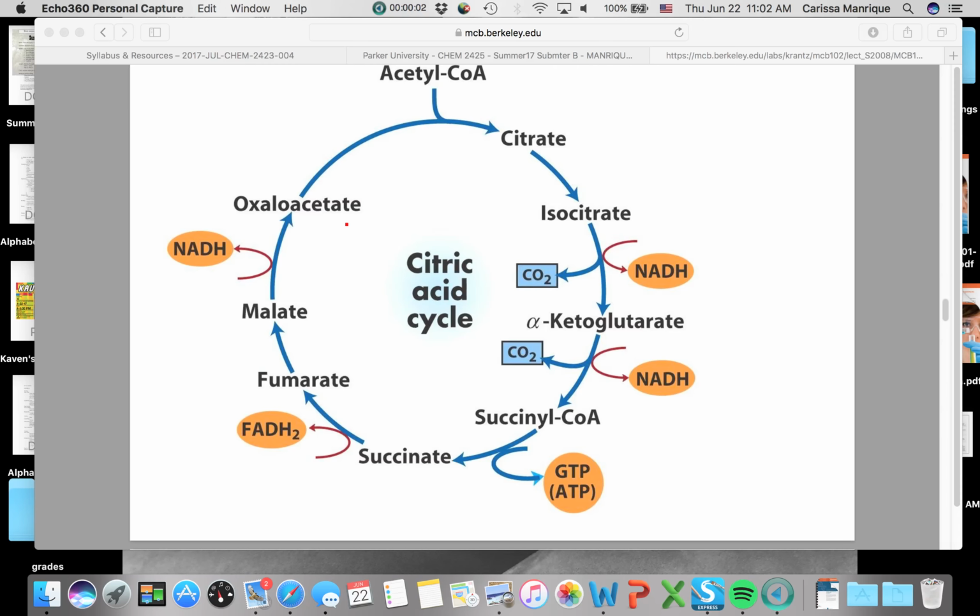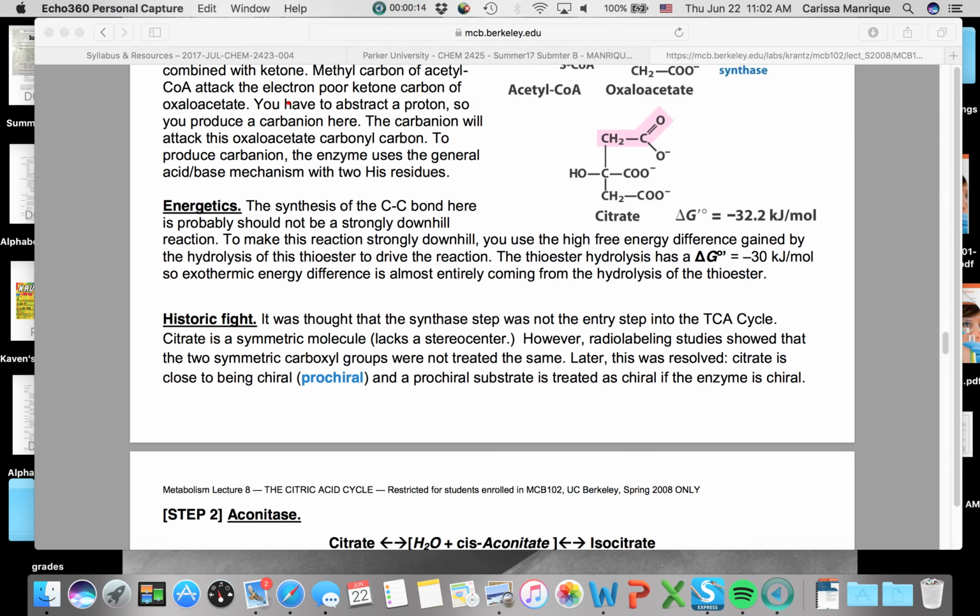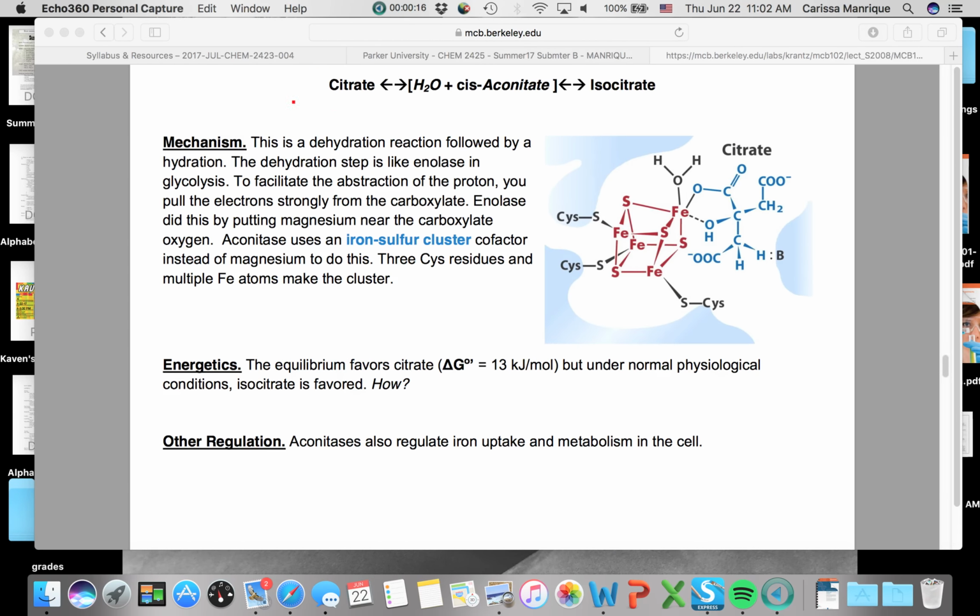Now that we've made citrate, or citric acid, we have to turn it into isocitrate so it's in the correct orientation. So now we're going from citrate to isocitrate. If I scroll down here, it's this complicated mess. This is just an iron sulfur cluster.